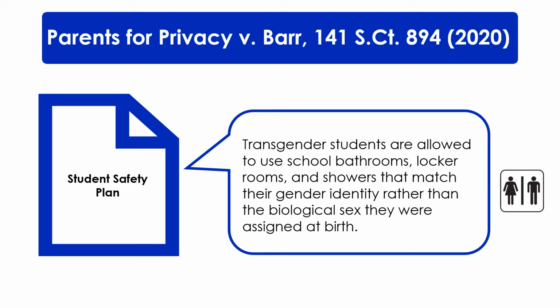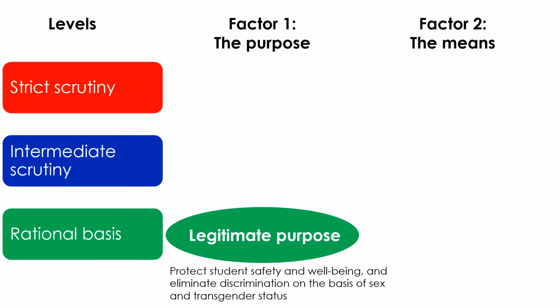What test should the court use to decide whether this policy was constitutional or not? Should the court use the rational basis test or strict scrutiny test? To answer this question, the court asked two questions. First, what is the purpose of the policy? Is it a legitimate purpose, important purpose, or compelling purpose? Second, what's the means used by the policy to achieve that purpose?